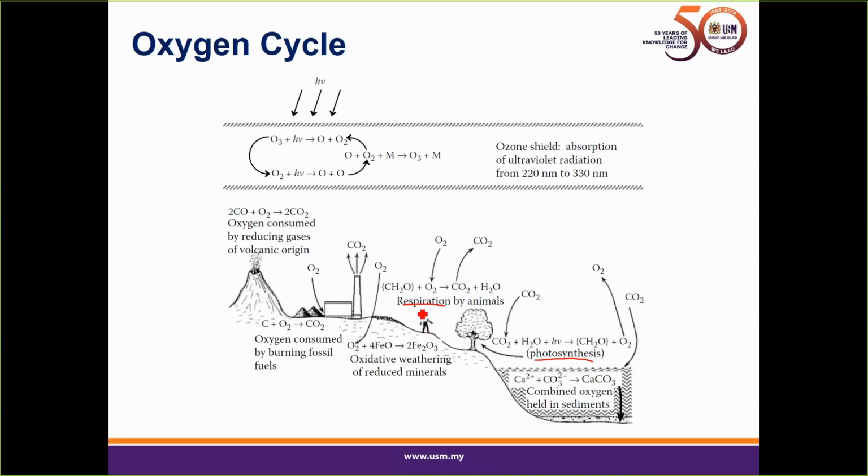And then we have oxidative weathering of reduced minerals, for example, oxygen reacting with iron(II) oxide to produce iron(III) oxide. And then in the ocean, dissolved CO2, or carbon dioxide, dissolves in water to produce carbonate, which then precipitates as calcium carbonate.